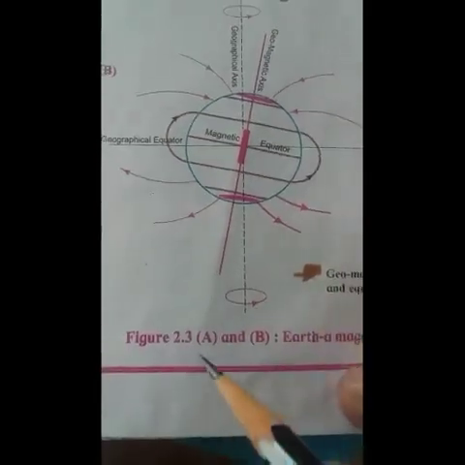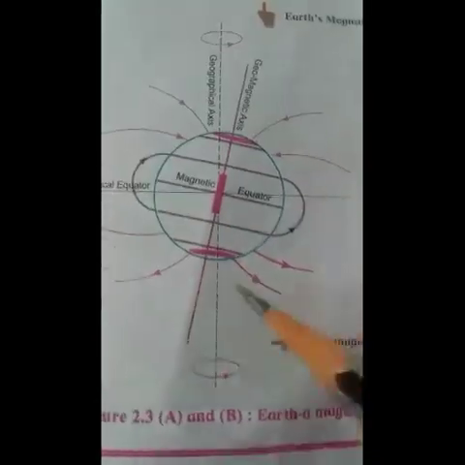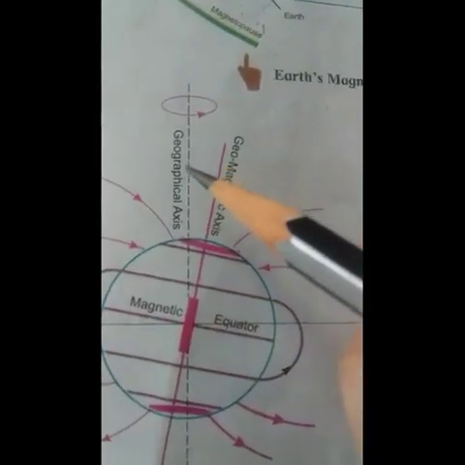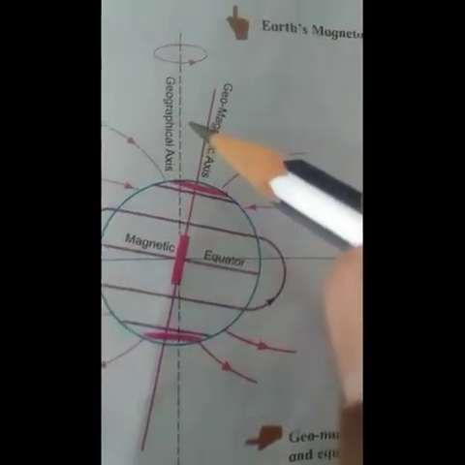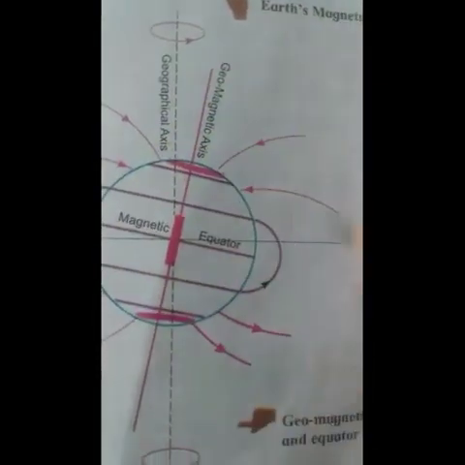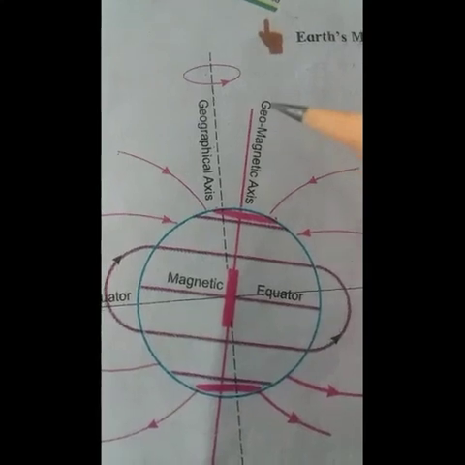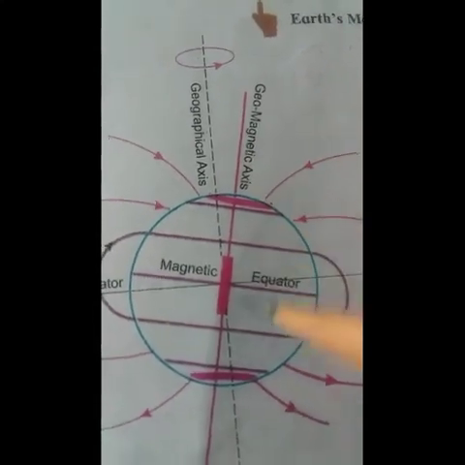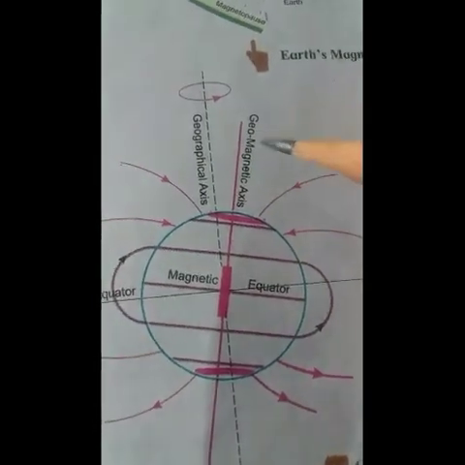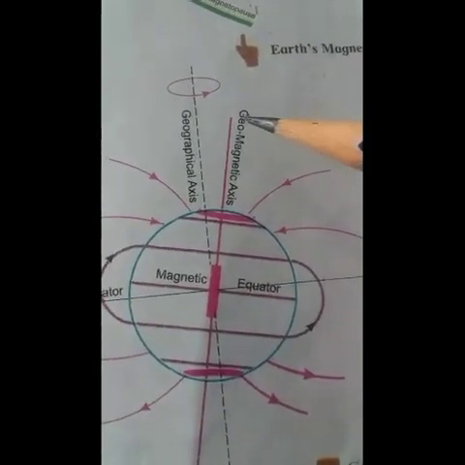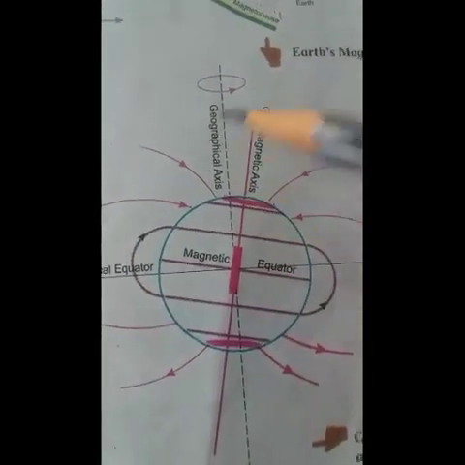And now look at this figure number 2.3b. Earth, a magnet. This is a geographical axis. Earth rotates on its axis. And this is a geomagnetic axis. Geomagnetic axis is defined as the location of strongest vertical magnetic field.